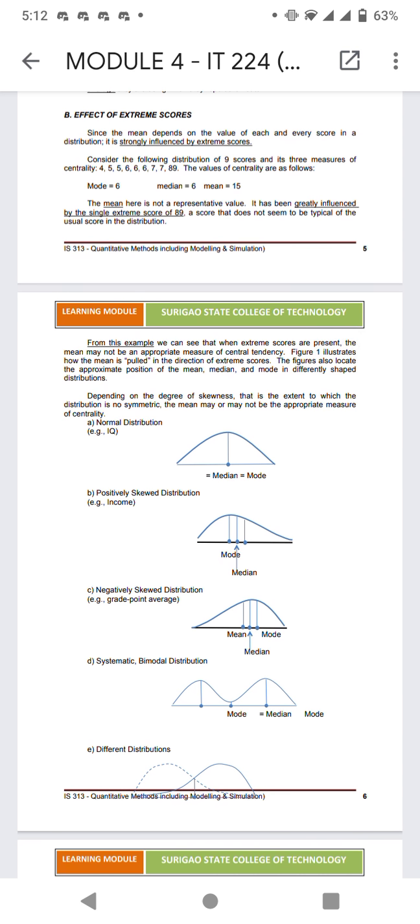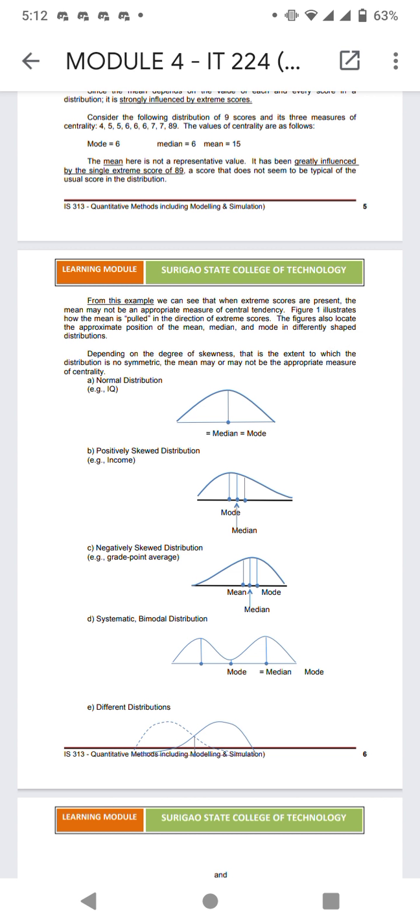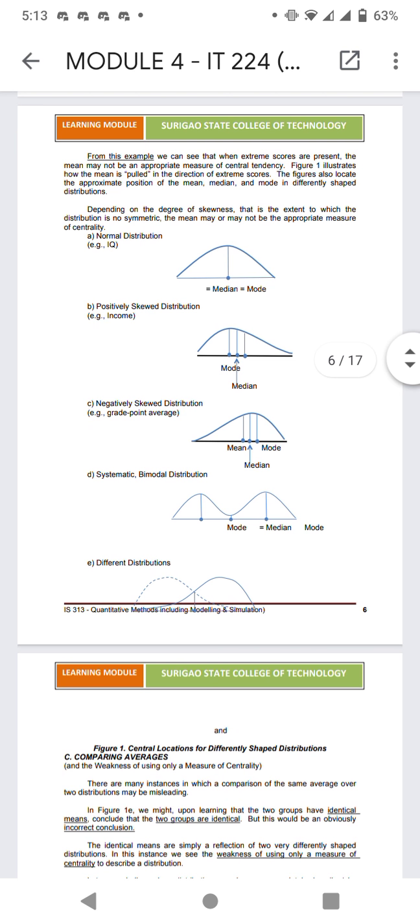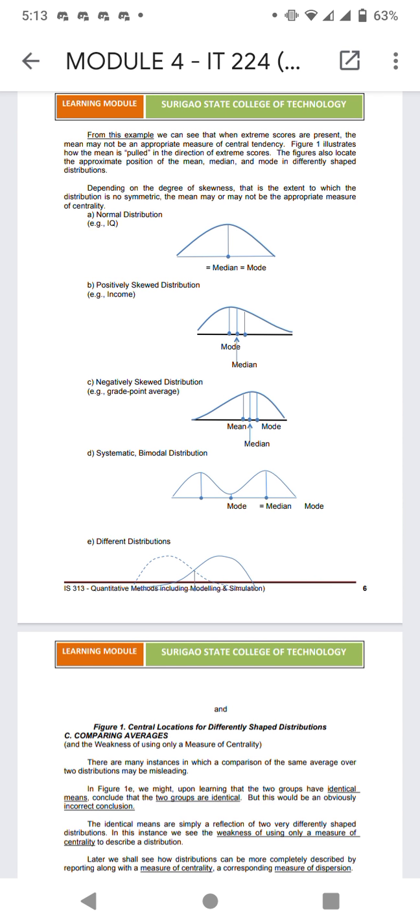Positively skewed distribution wherein the mode is a bit less than the median. The negatively skewed distribution where we could see that the mean is to the left of the median and the mode is on the right side of the median. Then the symmetric bimodal distribution, wherein we could see that the mode and the median are equal, side by side. So they are either positive or negative. There are other different distributions in the fifth column. There are many instances in which a comparison of the same average over two distributions may be misleading.